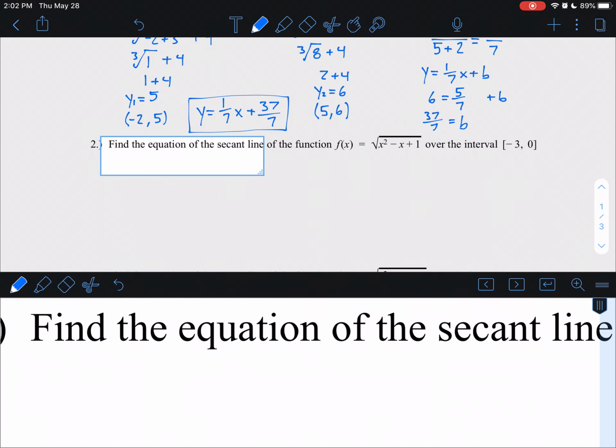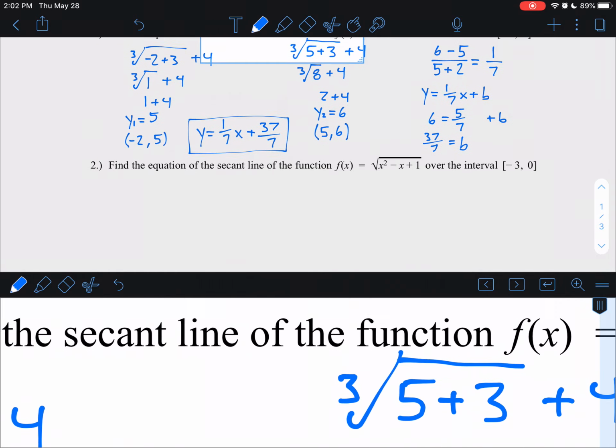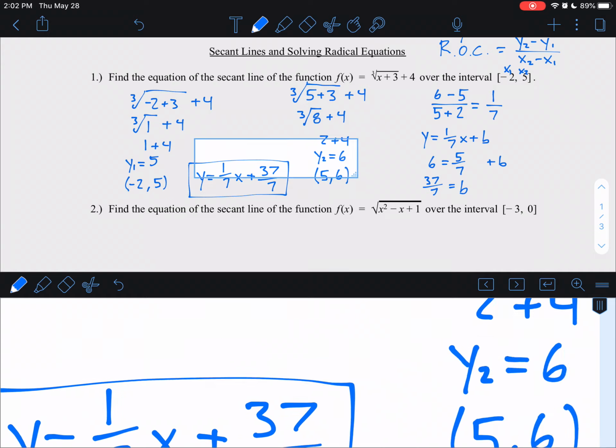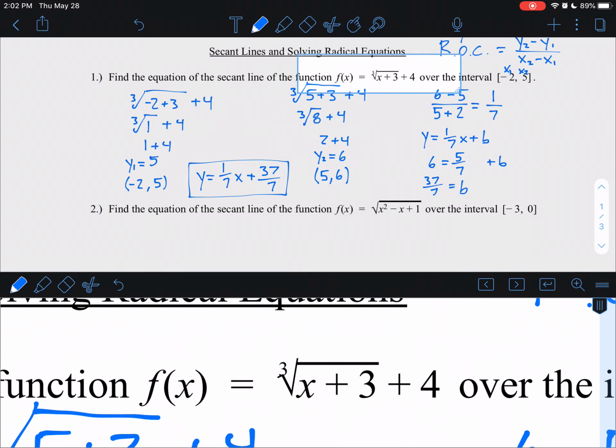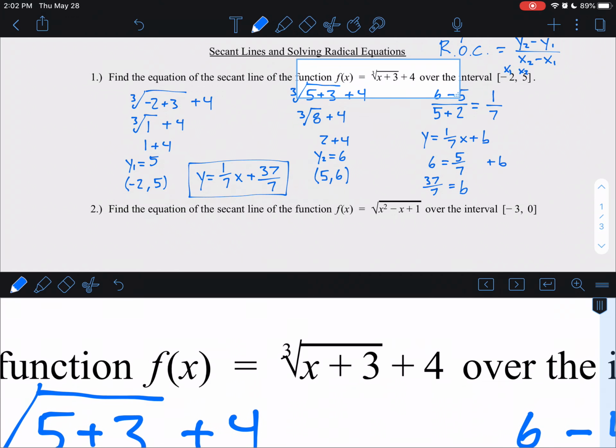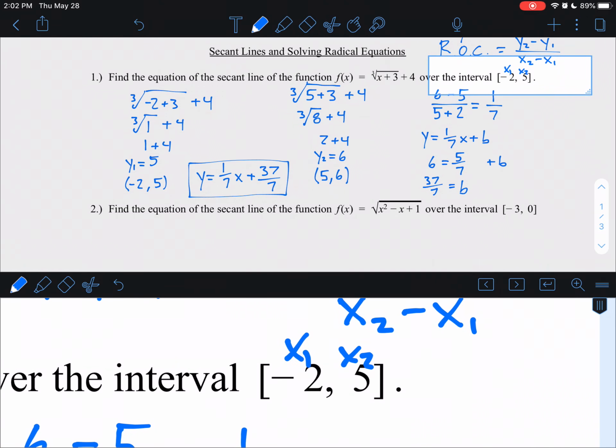So this next one wants us to find the equation of the secant line. Oh, wait. Sorry, back to the first one real quick. So that means if I were to graph this line, 1/7 x plus 37/7, and also this function, the cubed root of x plus 3 plus 4, this line would intersect this function at these two x values. So yeah, that is what makes a secant line significant.